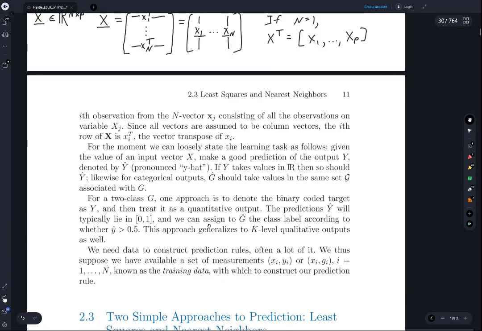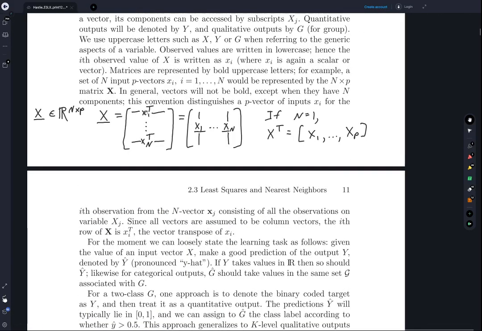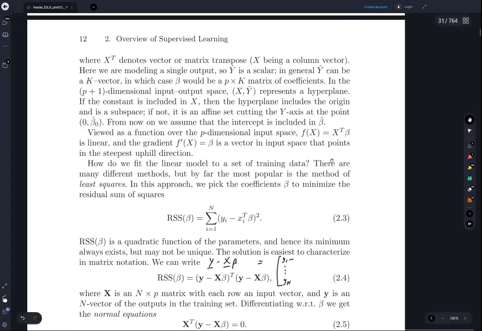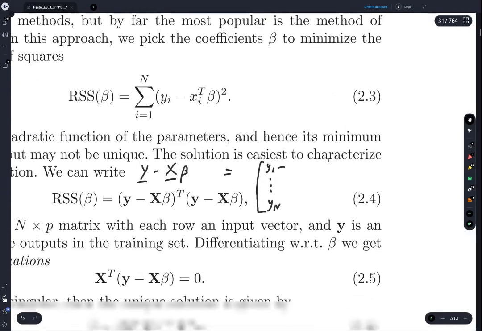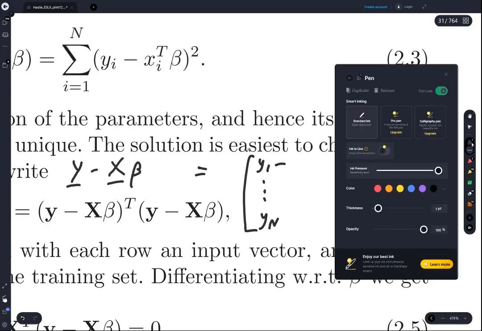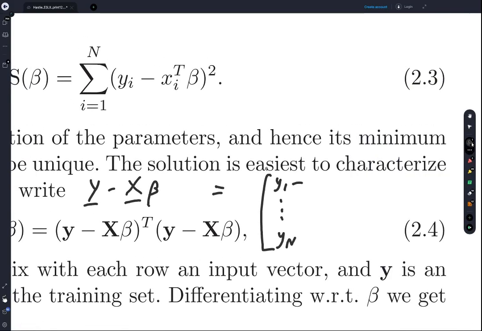Yeah, it's all the way up here, that's right. Okay, so remember the rows are lowercase x i transpose. So this first row is going to be lowercase x 1 transpose, so it's going to be lowercase x 1 transpose times beta.